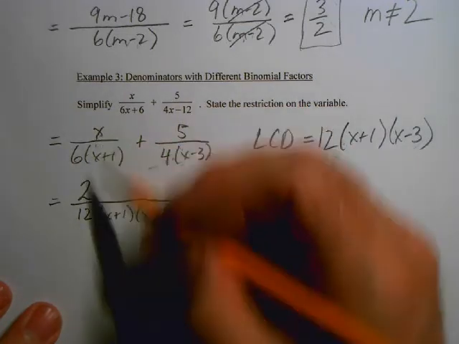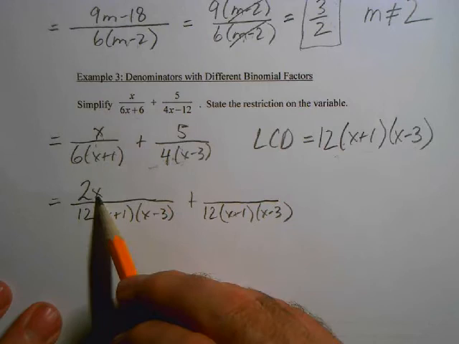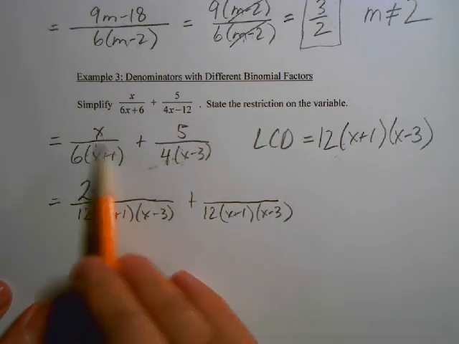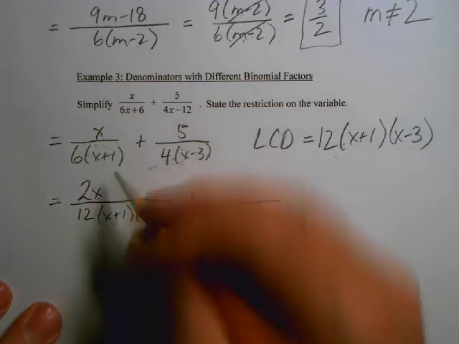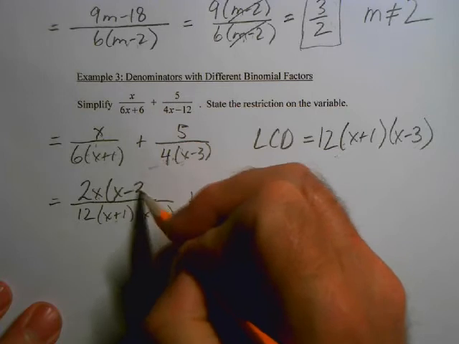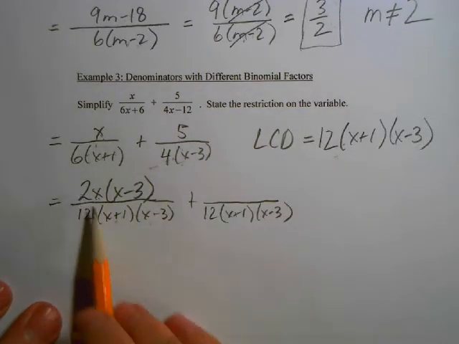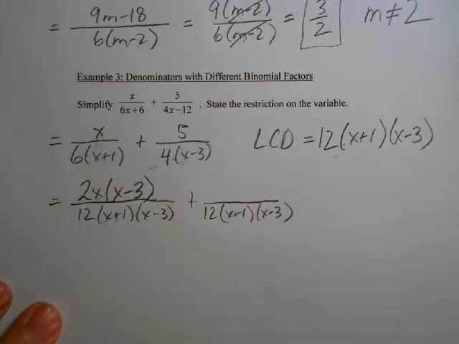Okay, and I'll put my x right beside it, because the x was already there. Okay, and then when I look at my binomial factors, well, I already have my x plus 1, which I needed, but I'm missing an x minus 3, so I have to include that, multiply by x minus 3. So overall, I just multiplied by 2 times x minus 3 to get an equivalent expression with that common denominator.